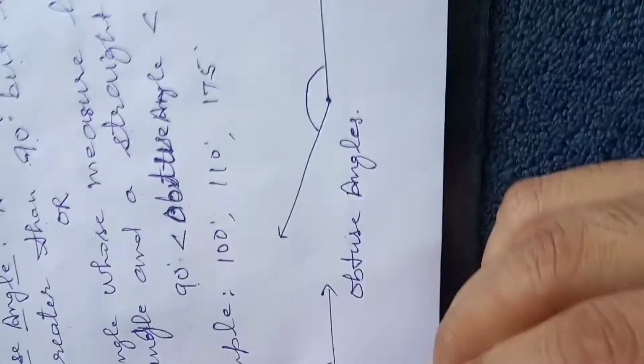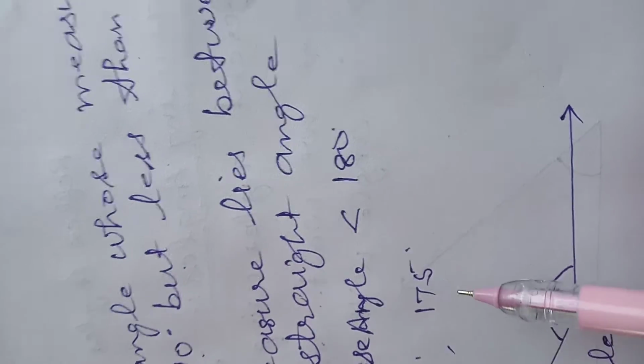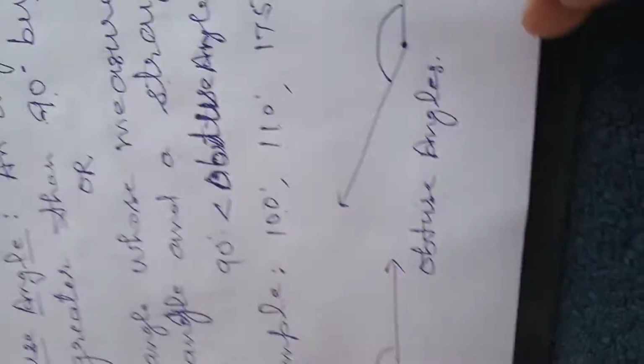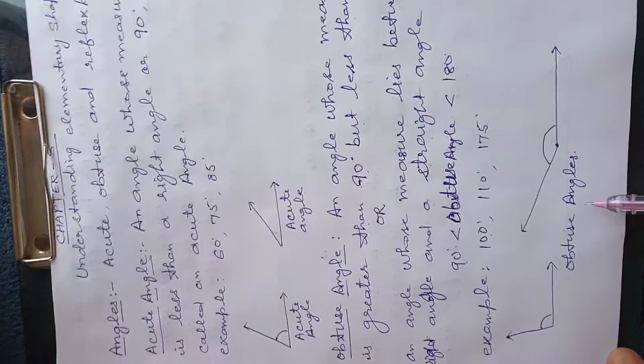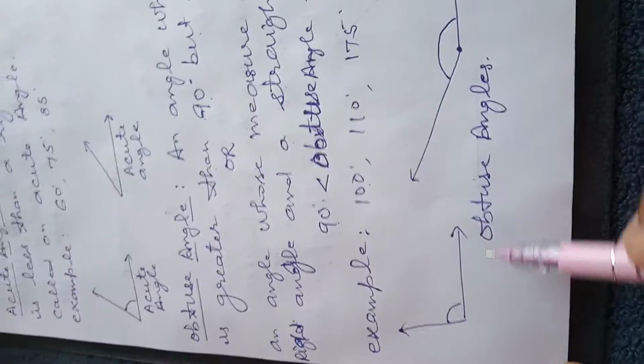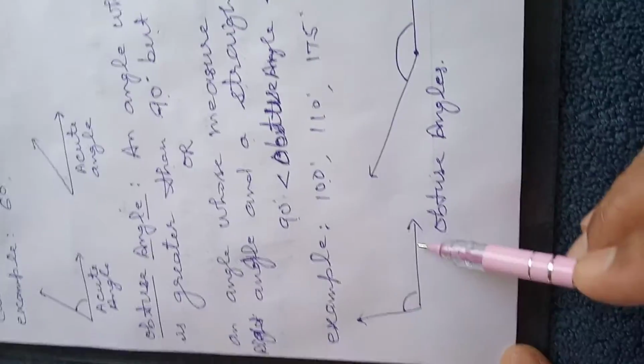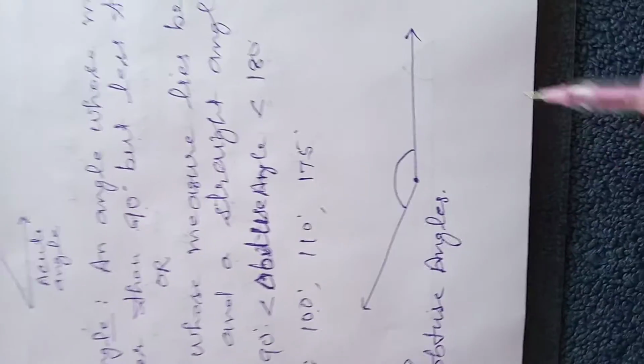Examples of some obtuse angles are 100 degree, 110 degree, 175 degree, etc. And an obtuse angle looks like the figures given here, just like these figures.